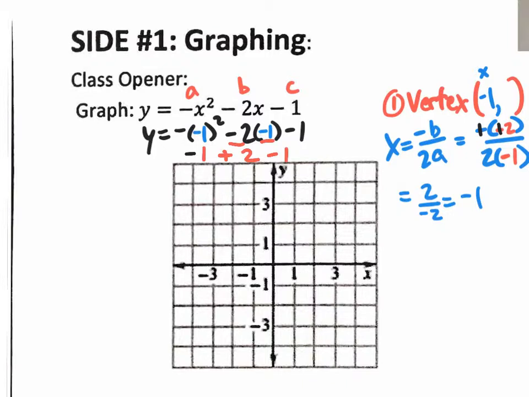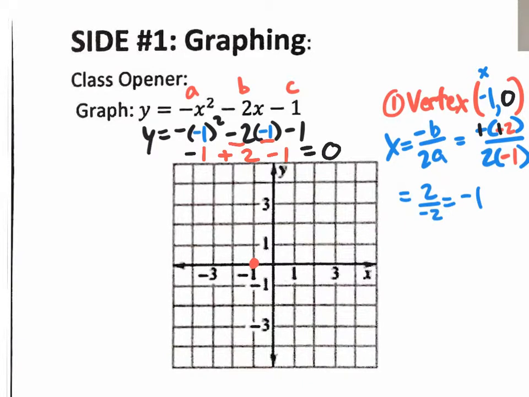What's your answer? If you owe $1, you have $2, and then you owe another $1, how much do you have left over? Nothing. 0, right? And if you're messing up on adding and subtracting, I feel sorry for you. No, use a calculator, right? Anyway, the vertex is -1, 0. Let's graph -1 on the x, 0 on the y.